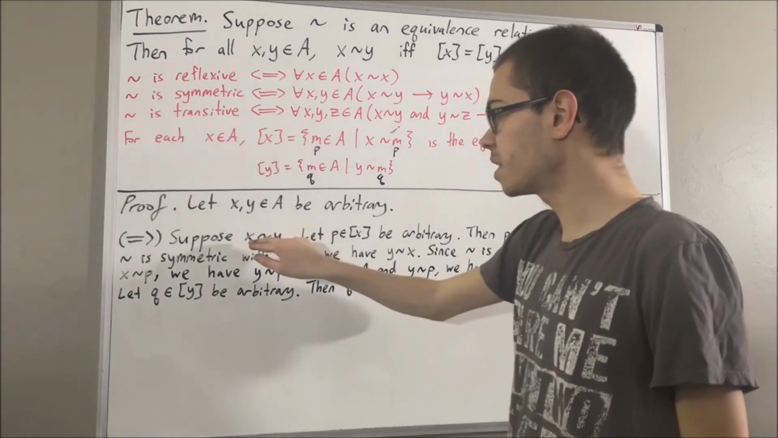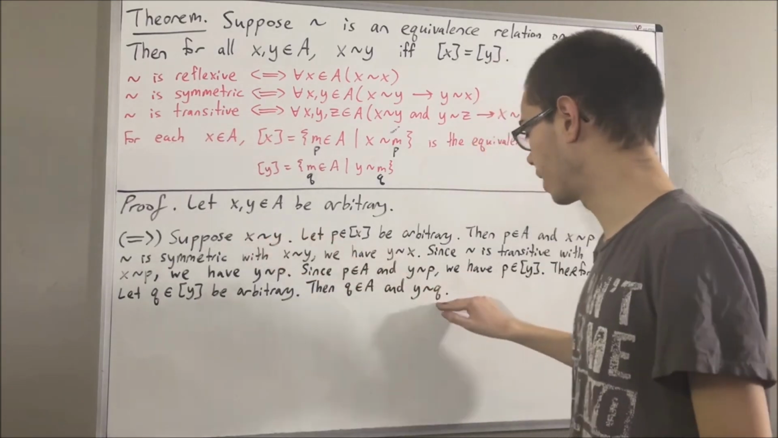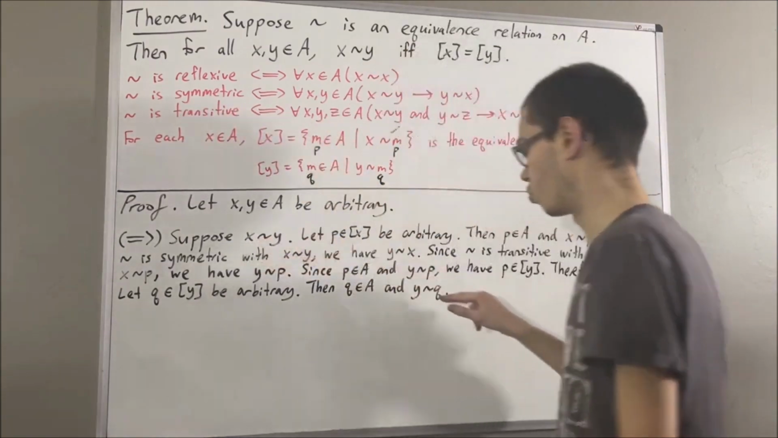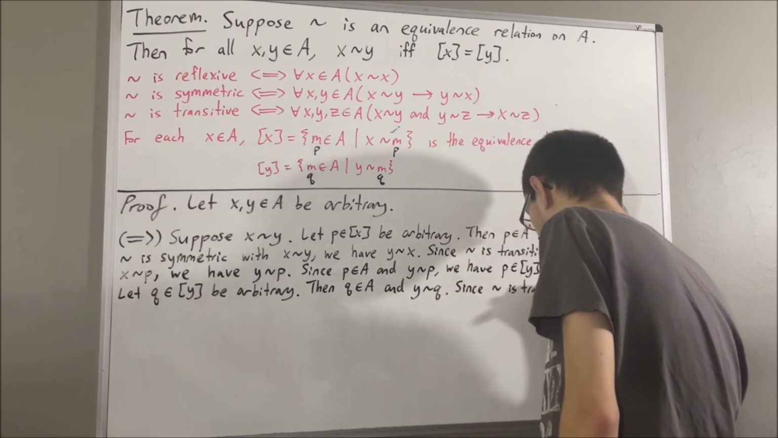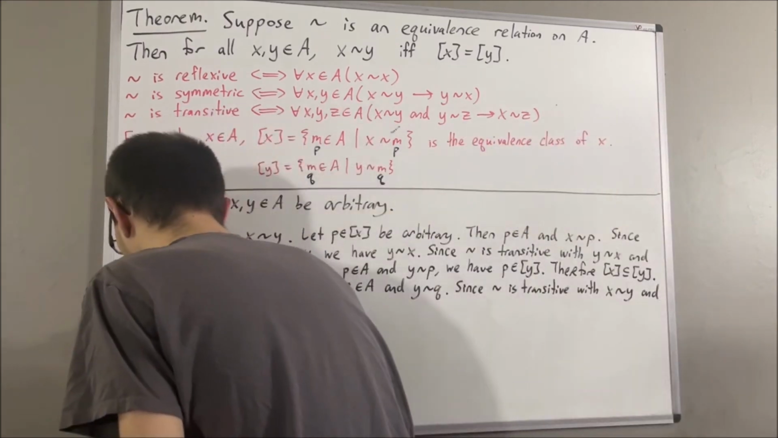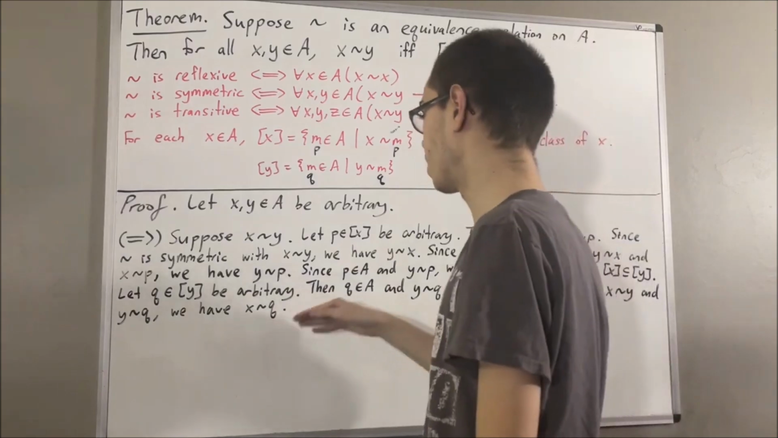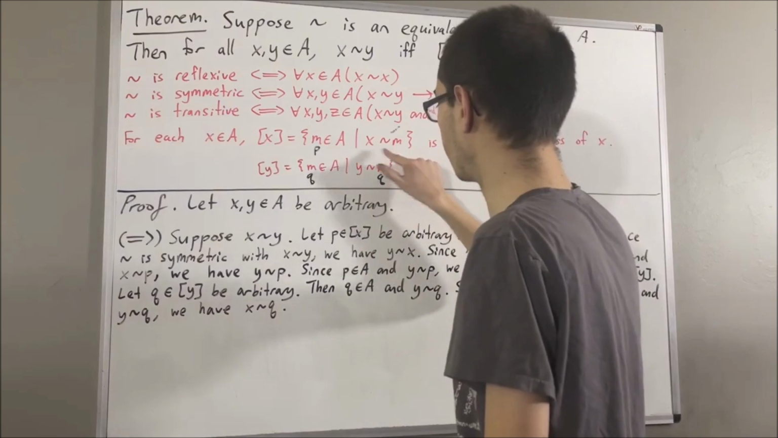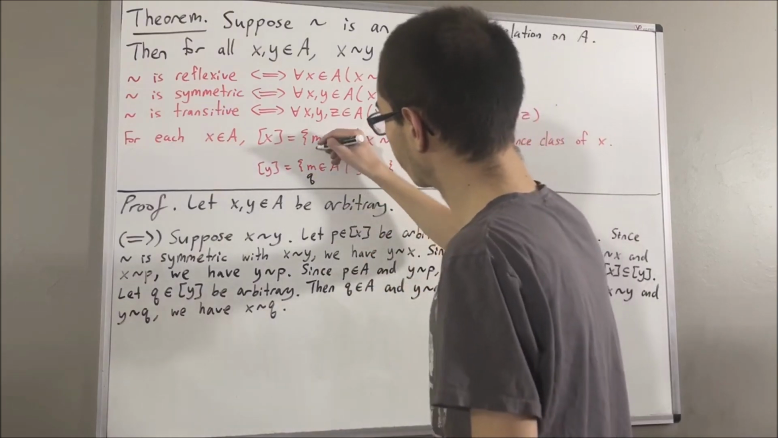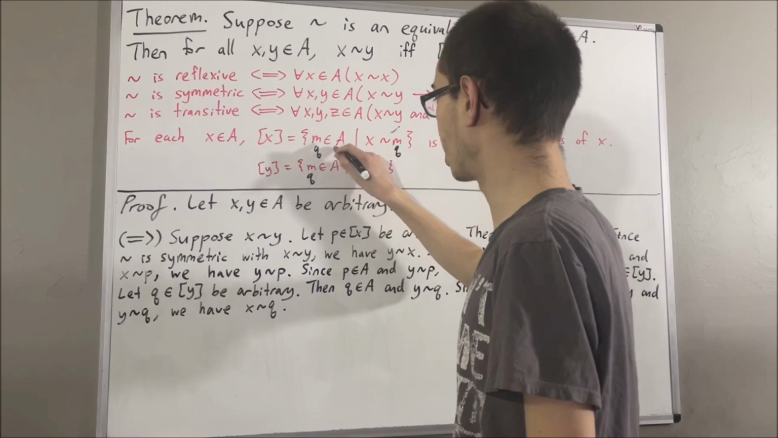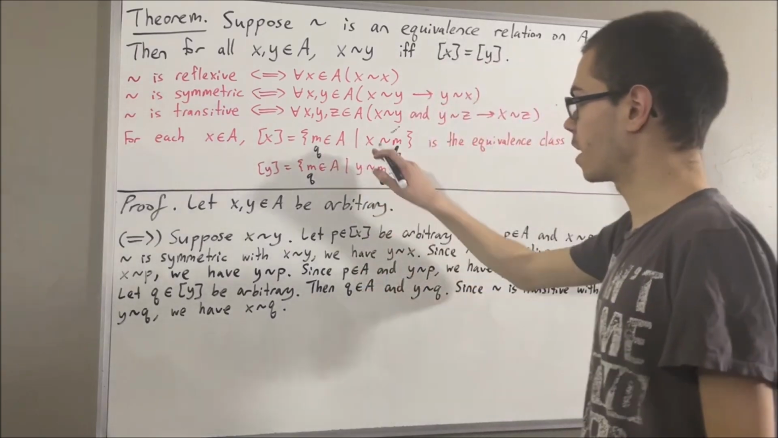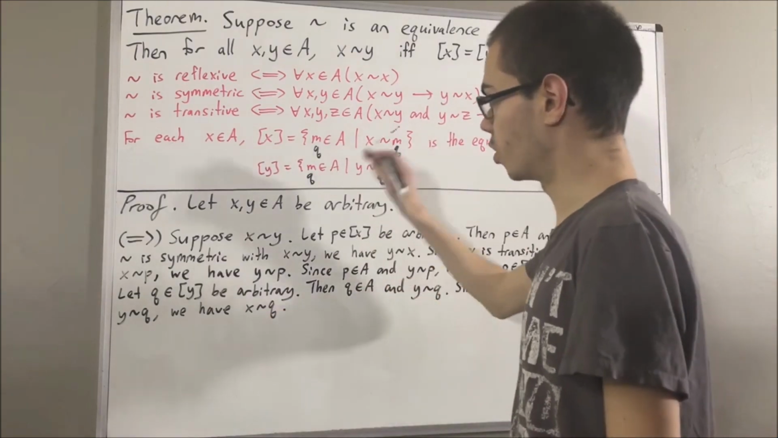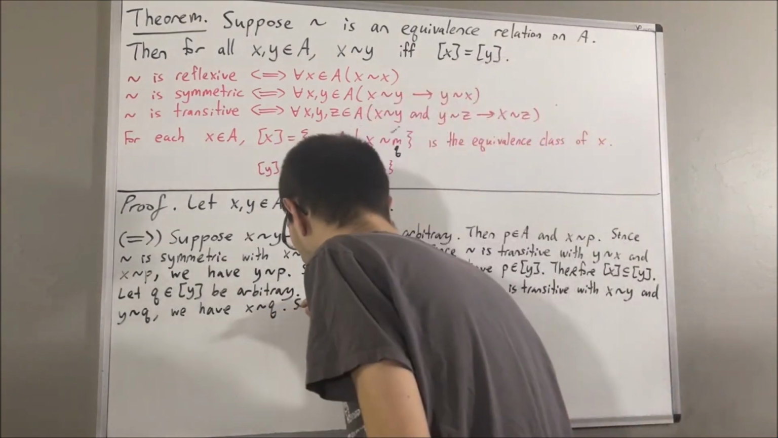But then, since we know x is related to y and y is related to q, then using the fact that tilde is transitive, that implies x is related to q. And this tells us that q satisfies the requirements to be an element of the equivalence class of x. Because if we take m to be q, well, we know that q is an element of A. That's what we have here. And we know x is related to q because that's what we just showed. So q must be an element of the equivalence class of x.